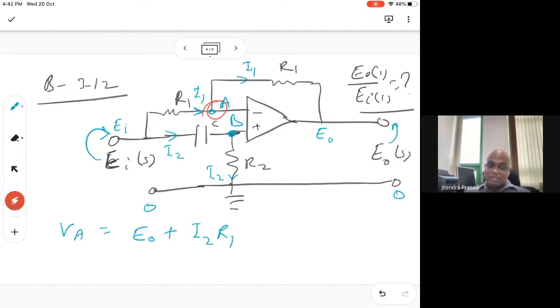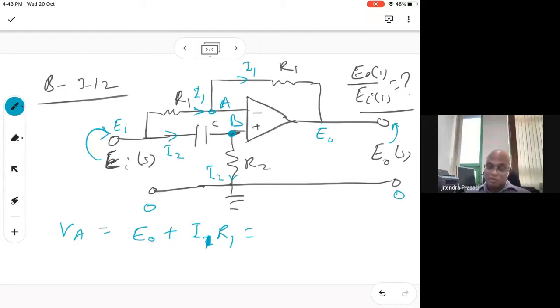So this V naught is nothing but E naught plus R1 multiplied by I1. Since this one has higher potential than this one, as we have assumed, the current will flow like this, and it will be I1 only, where I1 is nothing but (E1 minus E naught) divided by R1 plus R1.